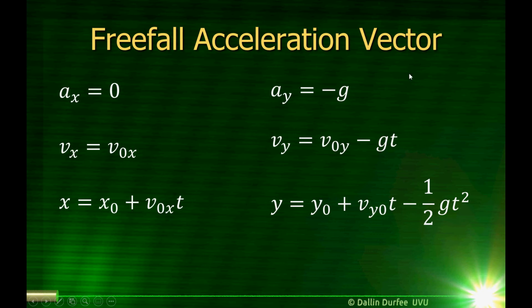And then if I look at the y direction, the acceleration in the y direction is negative g. I integrate that, and I get the initial y component of velocity, v naught y, minus gt, right? So if the acceleration is constant, then the velocity changes linearly in time. If I integrate that again, I will get the y position of my object, which is just my integration constant y naught plus v naught y times t minus 1/2 gt squared.